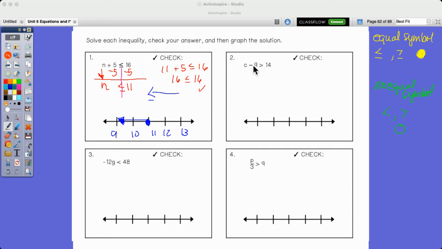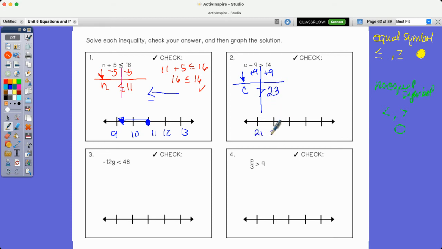Okay, so let's try this one right here. We're going to draw our line down our inequality and solve this. Asking ourselves what's the opposite of subtract 9, we know that it is add 9, and we do that to both sides. We bring our variable down, and we copy our inequality symbol, and 14 plus 9 is 23.